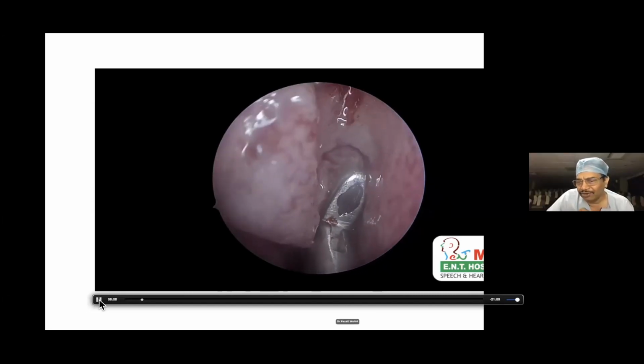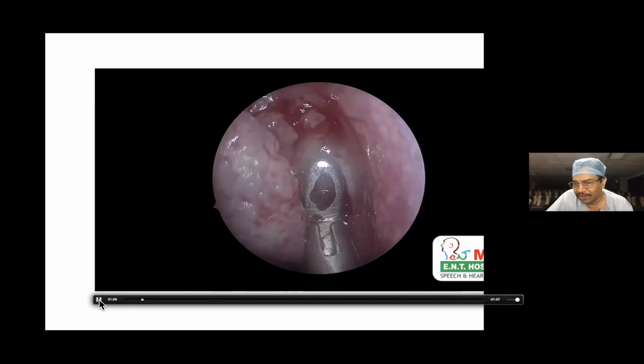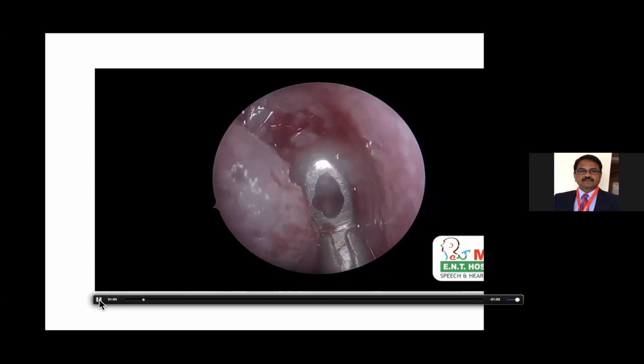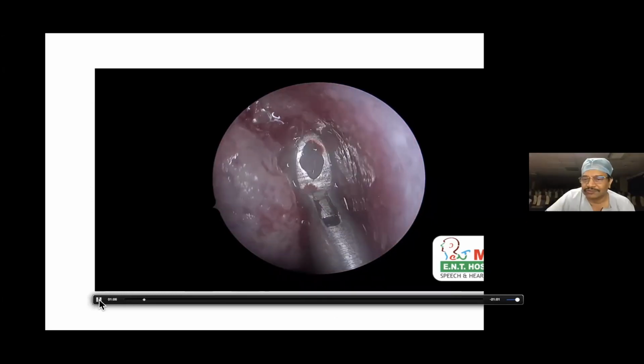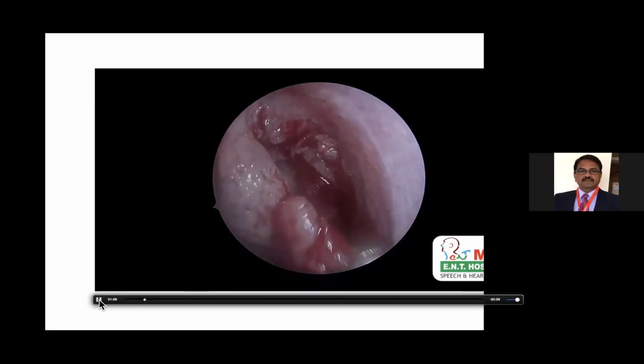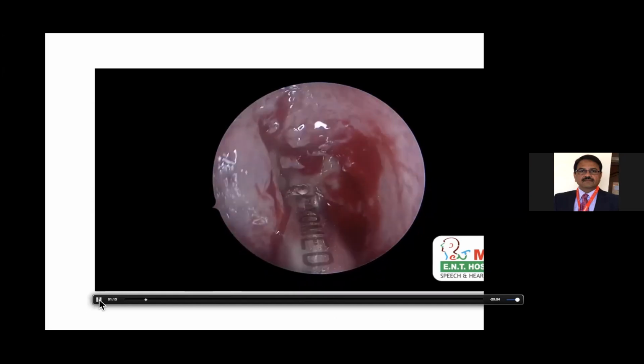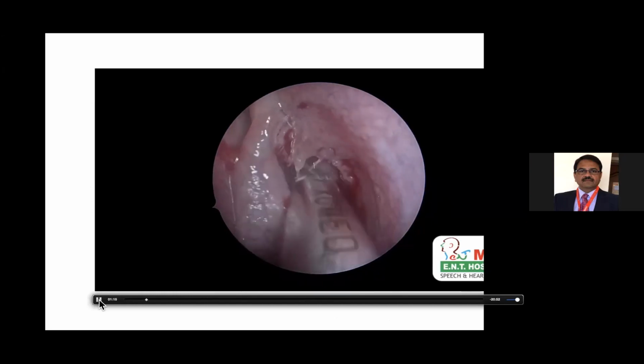And while pulling out, if you see that the mucosa is getting de-roofed, stop there. Don't do it. Then you have to use a true cut. Otherwise you use a Blakesley, which is a blunt instrument. If it's coming off, it's okay. Otherwise, you're going to use a true cut.